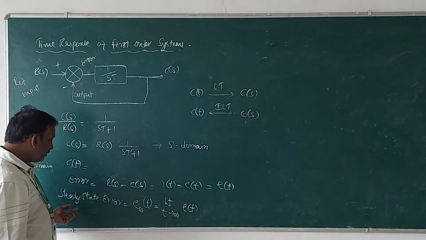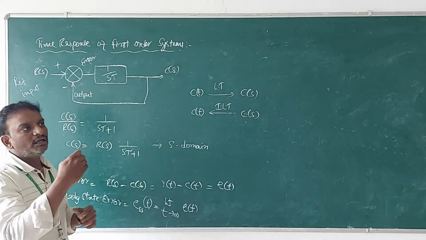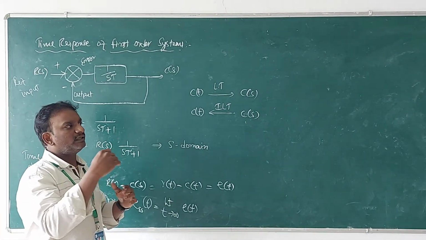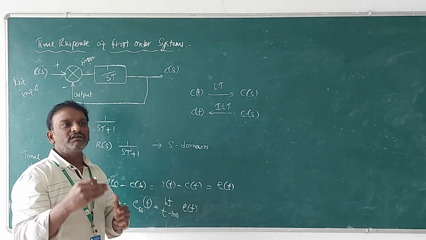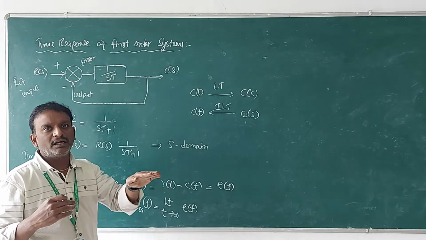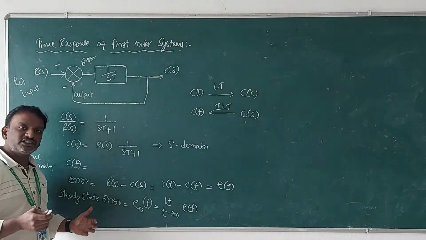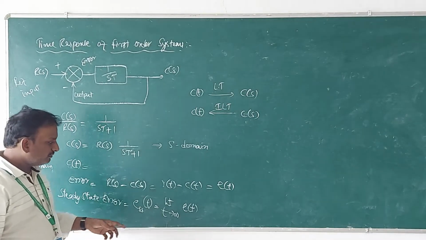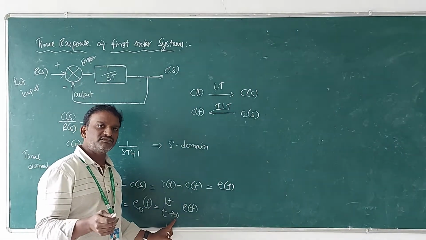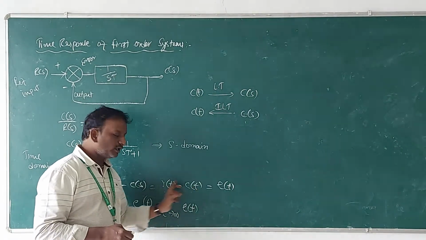After that, I want to know when the steady state is reached. After the output reaches the steady state, what is the error between the reference input and the output? So I need to find the error at the steady state. What do we mean by steady state? I put the time value as infinity, then only I get the steady state error. So this is the formula.